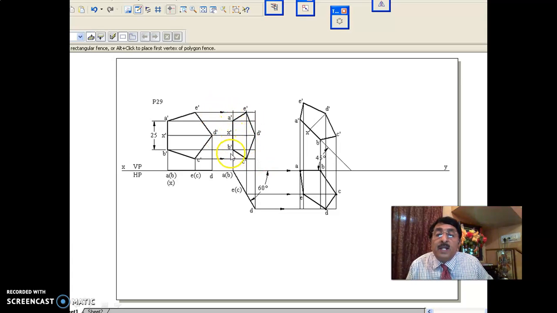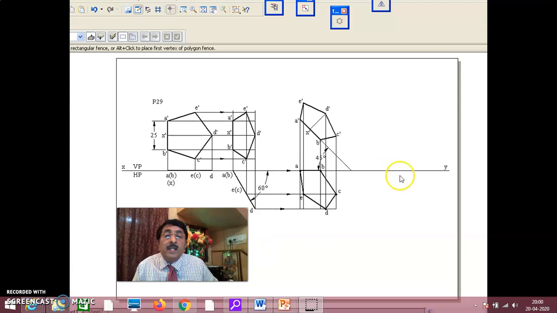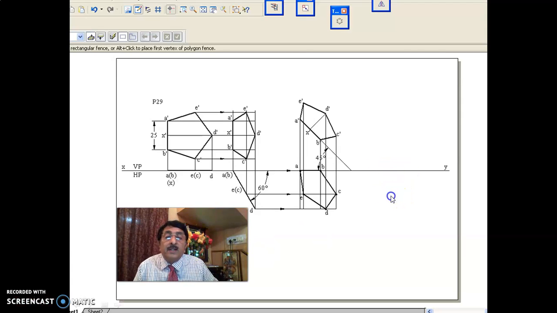Then A dash B dash, as you know, it is in true length. Edge in VP is inclined at 45 degrees to HP. In that way, the problem has been completed.